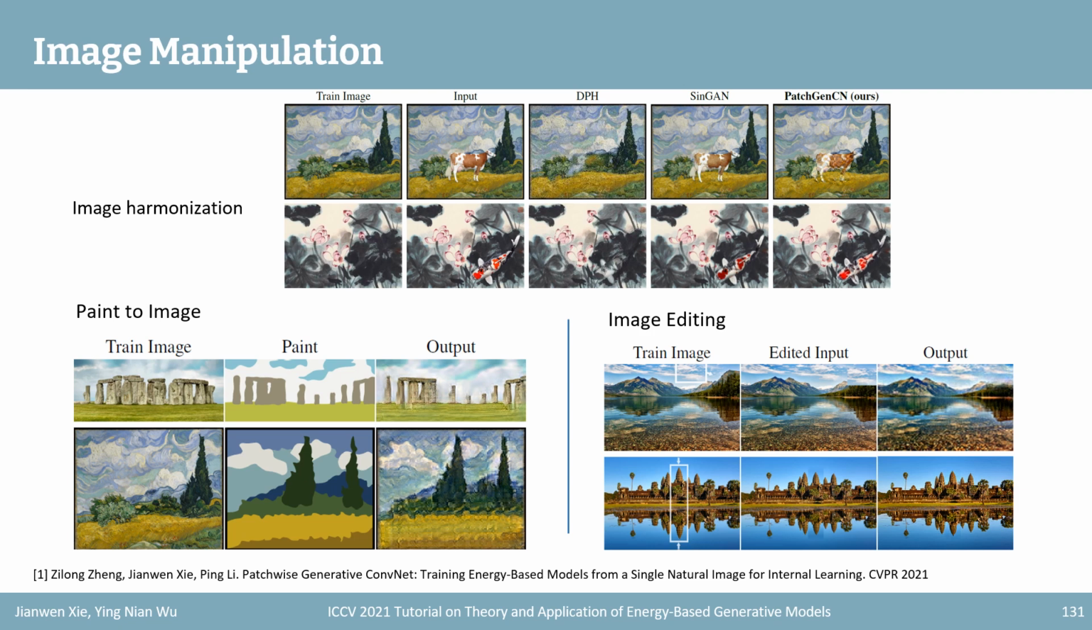Here are some examples. The top example shows that the model can blend the original image with an external object by preserving the object's identity and applying the learned texture and color information to the object.